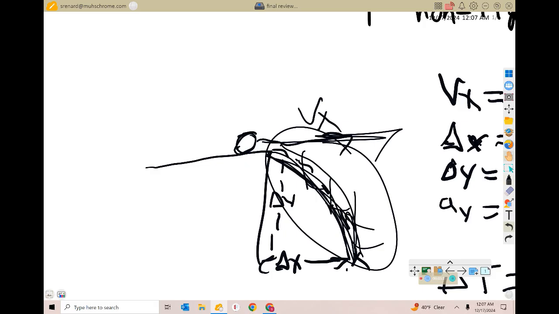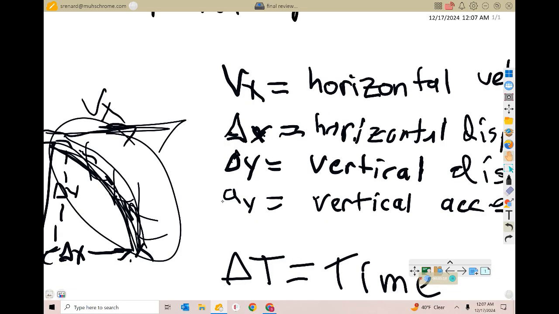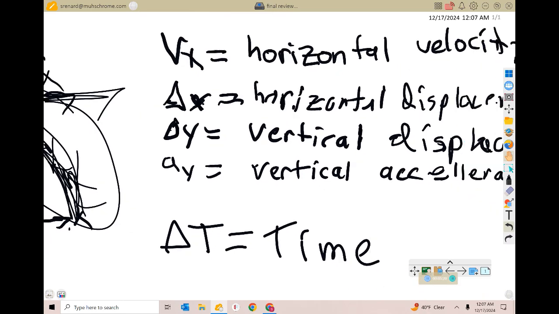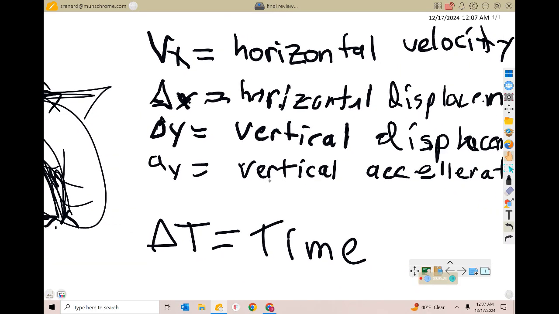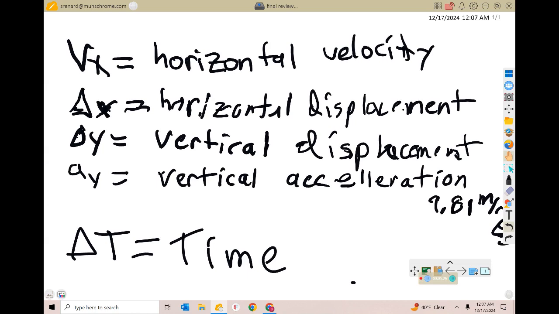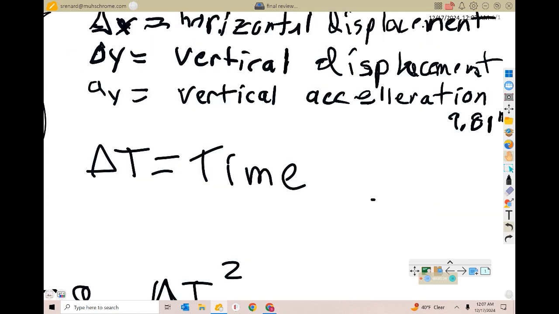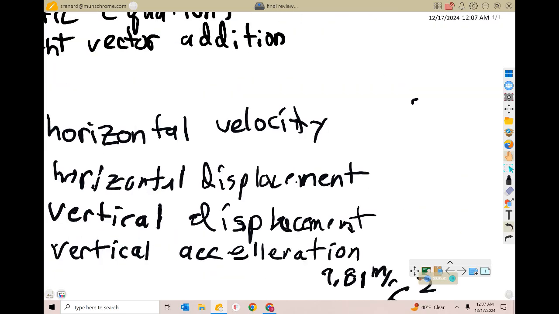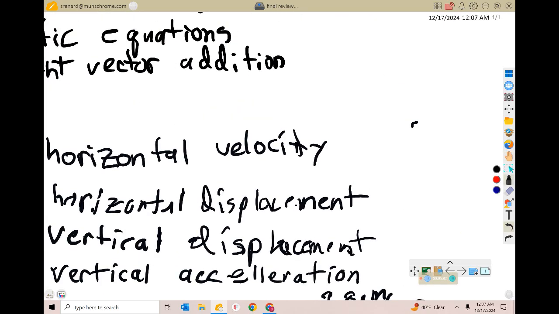So when we look at horizontal projectile ones, we have five basic variables that we want to look at. Now notice that we have x's and y's as the subscripts. Time doesn't have it because time doesn't care. And those x's and y's relate to our standard axis, that you first learned way back when. X is the horizontal, it goes left to right. Y is the vertical, it goes up and down.